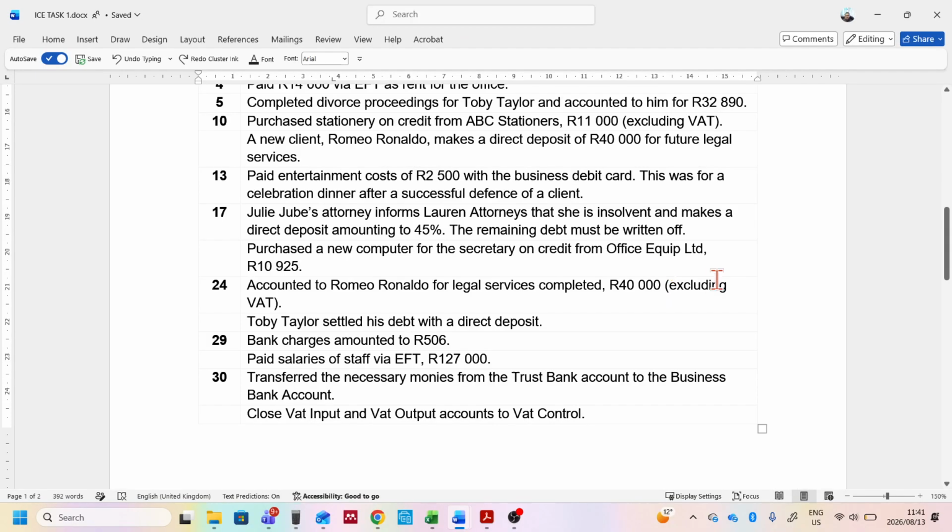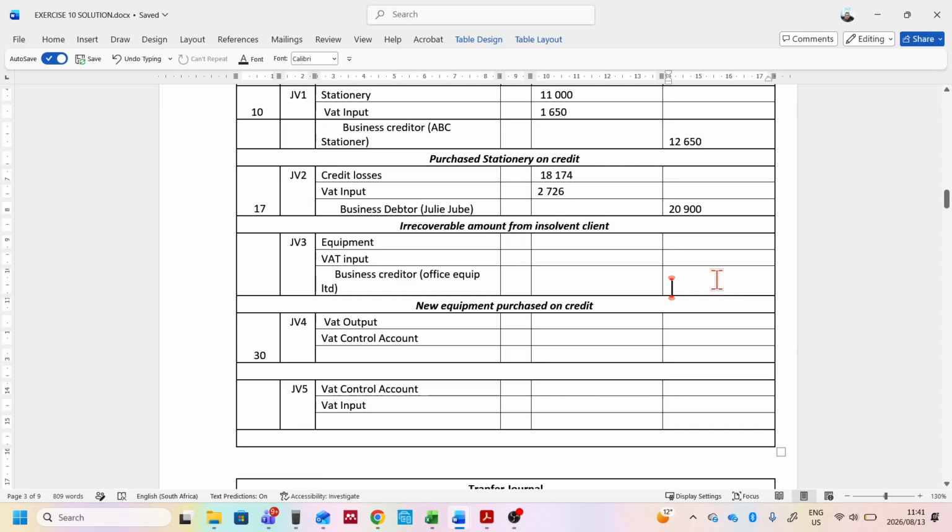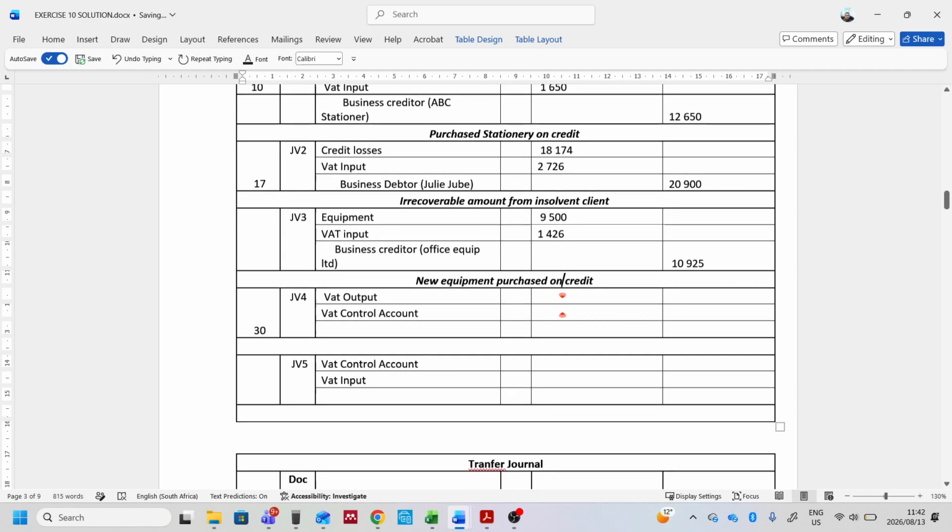The total that we owe is 10,925. We said over here it's 9,500. And then this means that the VAT input was 1,425. And then your narration: new equipment purchased on credit, or credit purchases of equipment.